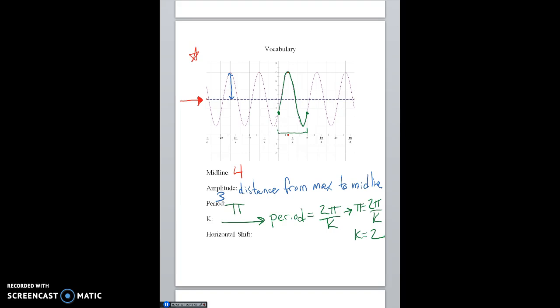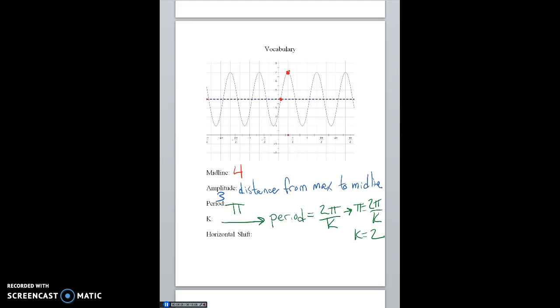Horizontal shift is how much to the left or right the function has been shifted. In the basic versions that I just drew on the previous page, sine and cosine both start at 0. The cycle starts at 0. But you can see here, if we look at this as a sine function, the starting point isn't exactly at 0. And if you look at it as a cosine function, the starting point for this cycle is also not at 0. So we need to figure out how much it has shifted to the left or right.